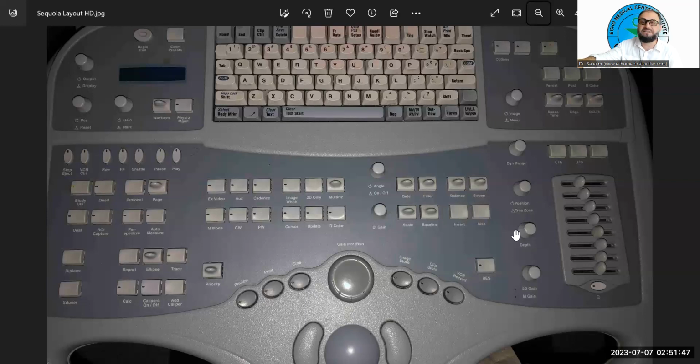The third one is depth. We all understand it can be a knob like this, it can be a toggle switch like one of these, or it can be a touch screen. Any of these things will be the depth.